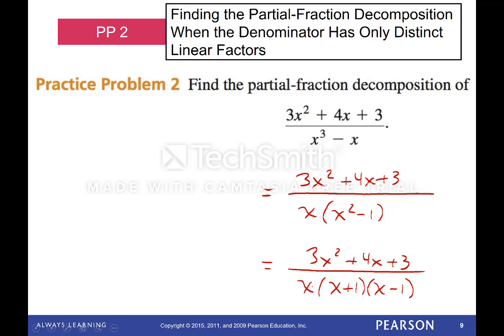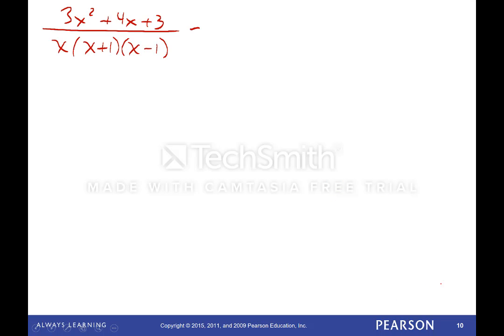So notice we're going to have 3 different fractions, right? You have something over x, then something over x plus 1, then you're also going to have something over x minus 1. All right, this is what I got. See if you guys agree with me. I have an A over the x value, a B on top of the x plus 1 value, and then a C over the x minus 1 value. So that's what we're going to try to find right there.